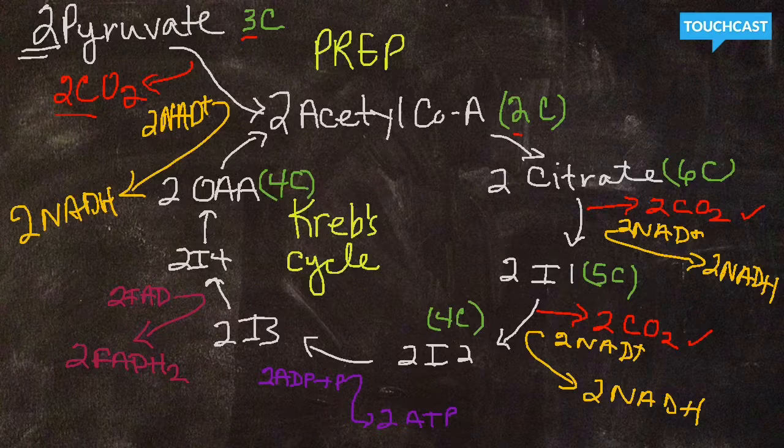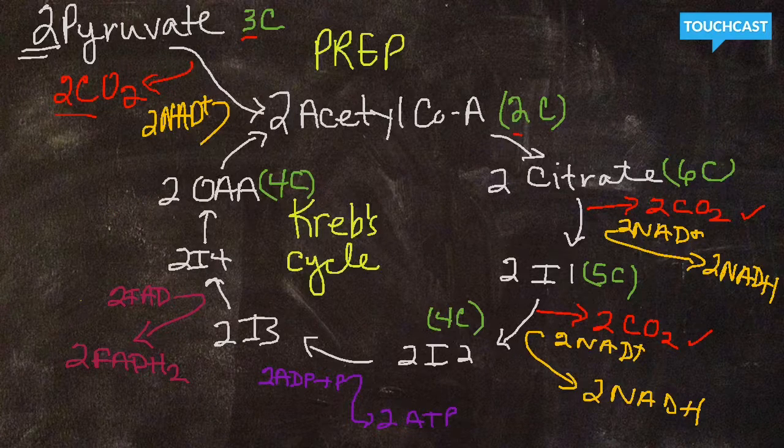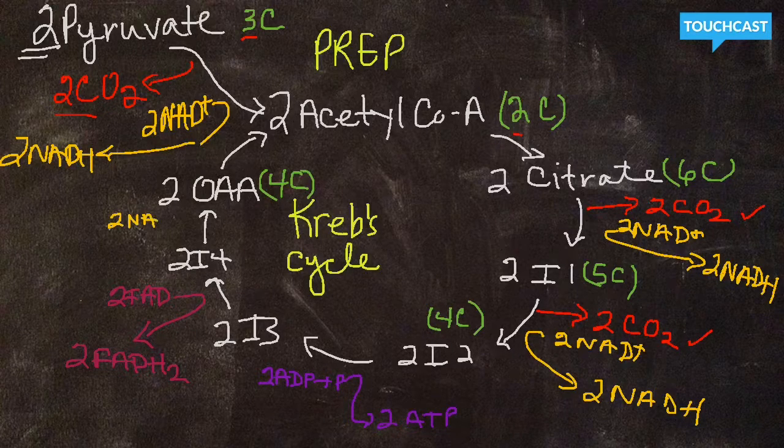OAA. Okay, and I didn't quite leave myself enough room here, so I am going to erase this up here and I'll draw it right back in, but up a little higher. Okay. So I'll draw our 2 molecules of NADH up here. Alright, and then when we are going from intermediate 4 to OAA, we have 2 more molecules of NAD plus being converted into 2 more molecules of NADH.